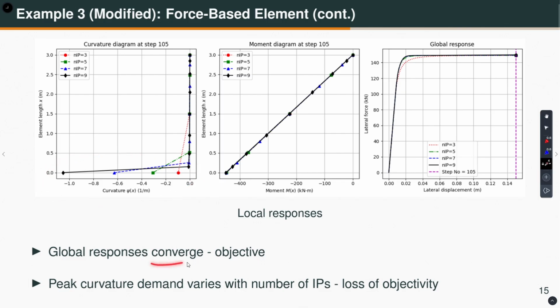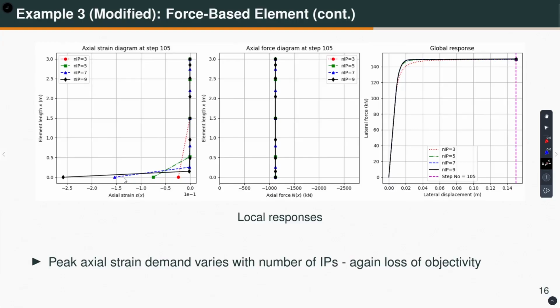So, global response converges, I get an objective solution, but the curvature, the peak value of curvature at the base is varying as I change the number of integration points. In other words, I am not getting a converged solution. In other words, we call it loss of objectivity. The solution is no longer objective. Okay. The moment variation is fine, but the only problem is with the curvature for elastic perfectly plastic response.